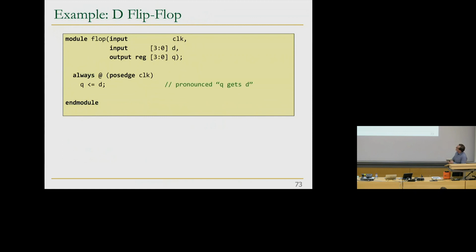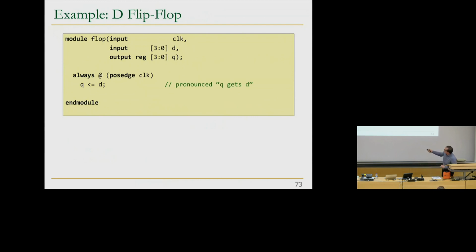So you can put anything in the sensitivity list, any input. This is one example. This is a D flip-flop. Remember, in a D flip-flop, we have an input D and an output Q. In this case, it's a 4-bit register. We have a 4-bit output register, and this is how you define the outputs that have state. It's called reg. Unfortunately, it's reg, but anyway, that's the syntax.